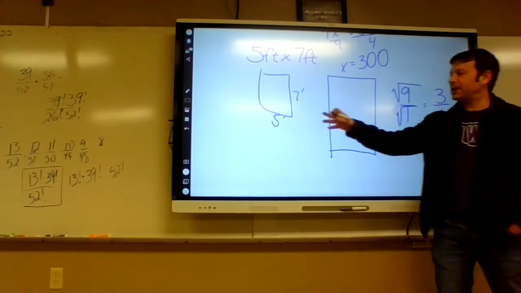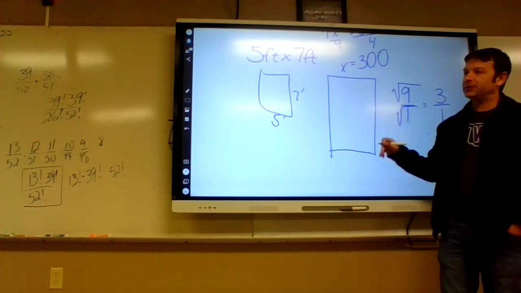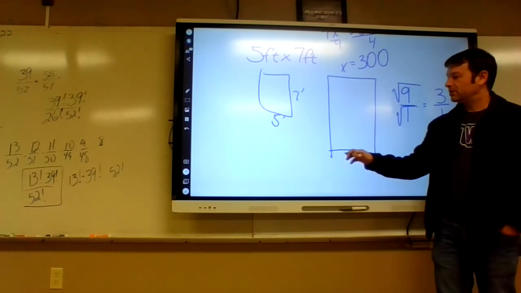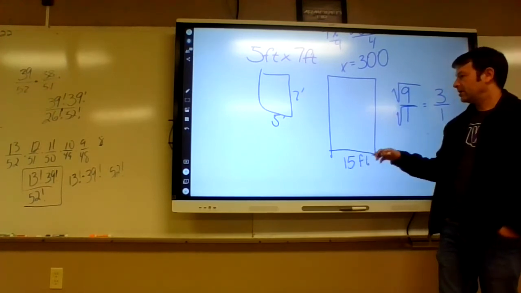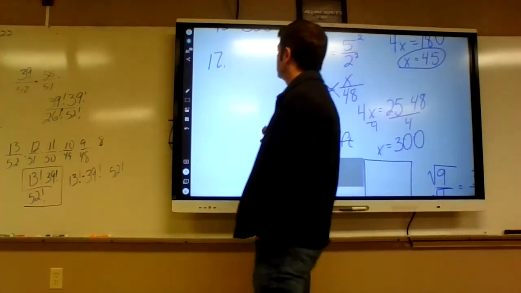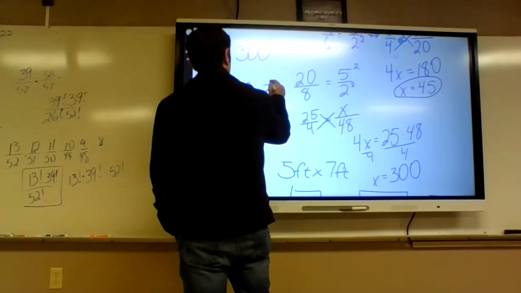So if these sides are 5 and 7, they're asking what would the dimensions of the big rectangle be? 3 times bigger. Times that. Yes. 15 feet by 21 feet.